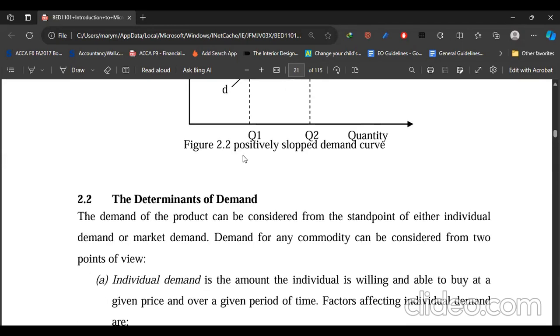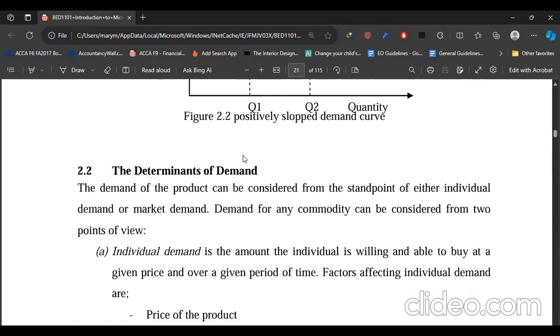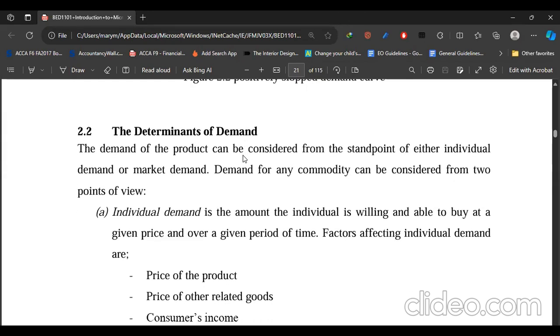Now, the determinants of demand are very important, and they will enable us to understand when the government is lying to you. The demand of a product can be considered from the standpoint of either individual demand or market demand. So the demand for any commodity can be considered from 2 points of view.